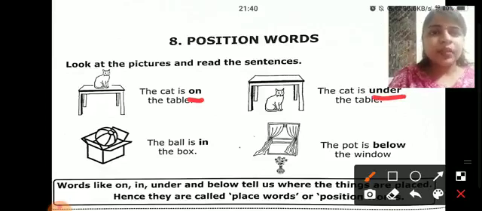Okay? Good. The next picture, you can see a box. What is there in the box? Very good. Ball. So the ball is in the box. So in is the position word. Okay children? Underline the word in.